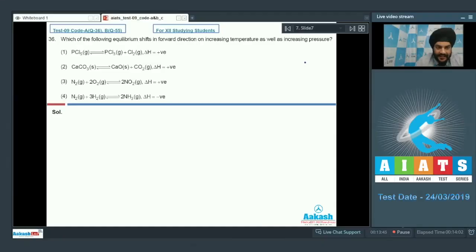Question number 36. Which of the following equilibrium shifts in forward direction on increasing temperature as well as increasing pressure? So the equilibrium has to be shifted in the forward direction on increasing temperature. So this means that the reaction must be endothermic. If we talk about the second factor which is given to us, that the reaction should move in the forward direction on increasing pressure as well.